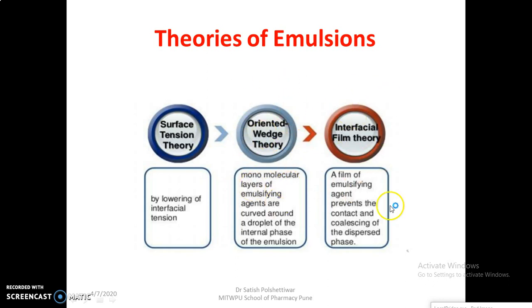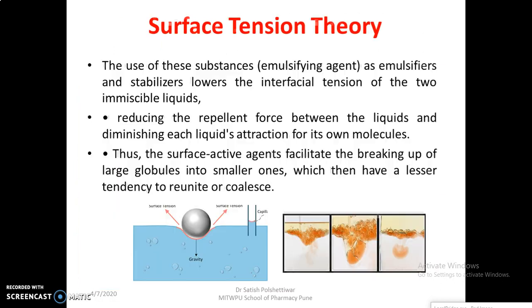Another is interfacial film theory. Here a film of emulsifying agent prevents the contact and coalescence, which is the major problem of physical instability in suspension of the dispersed phase, and that can be brought down. The major role is played by your emulsifying agent. The selection of emulsifying agent is very, very important in making any stable emulsion. So you have to think about the HLB value. Always take the HLB value into consideration.